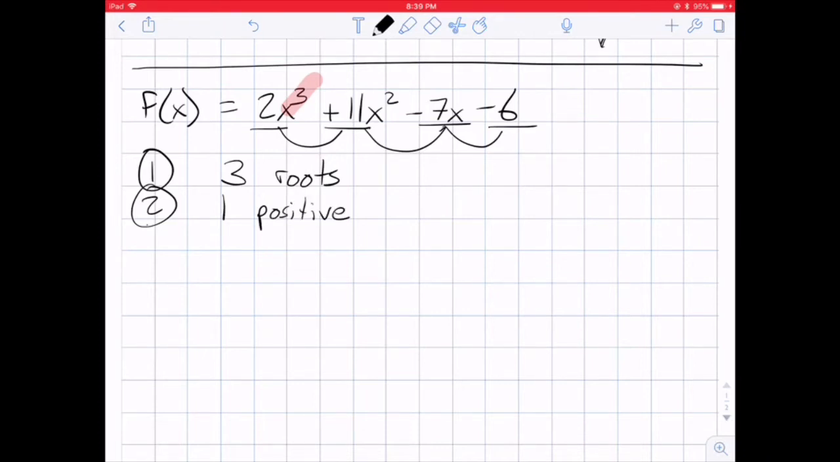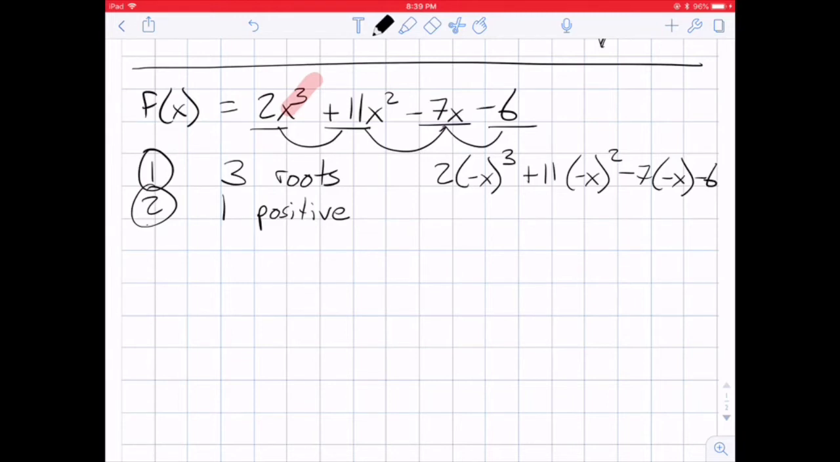polynomial. And the second part of Descartes' rule of signs is to plug in a negative x into the polynomial and examine that for sign changes. Plugging in a negative x would look something like this. You're replacing all of the x's with a negative x instead, and then you would simplify the polynomial to see whether you have a change of terms.